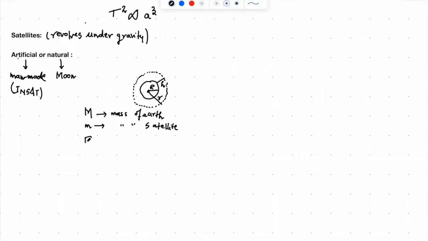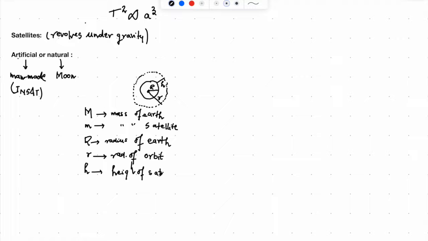Capital R, let's take it to be the radius of the Earth. And what else do we need? We need small r, which is the radius of the circular orbit. Apart from that we have h, the height of the satellite, measured from the surface. So these are the things that we should know.